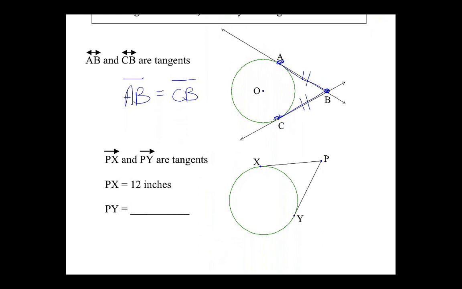If we look at the next diagram, we have that PX and PY are tangents, and it says that PX is 12. So very simply, since I see that PY is coming from the same exterior point, PX is congruent to PY based on that theorem, so PY is also 12. Very simple.